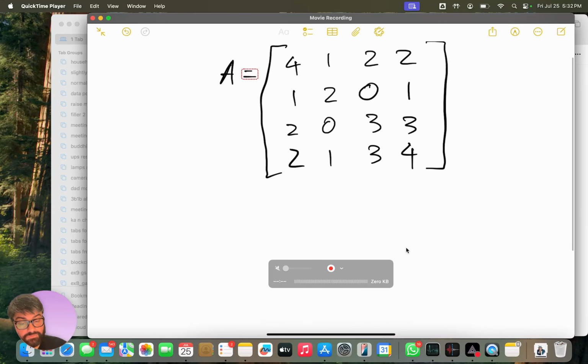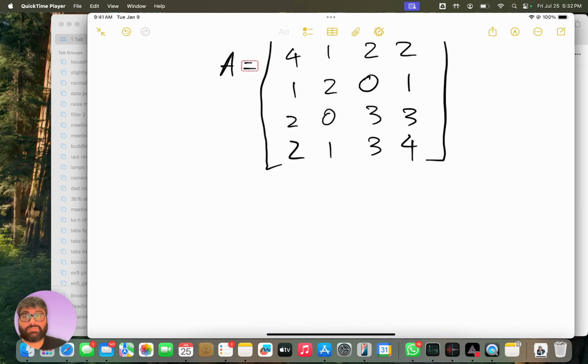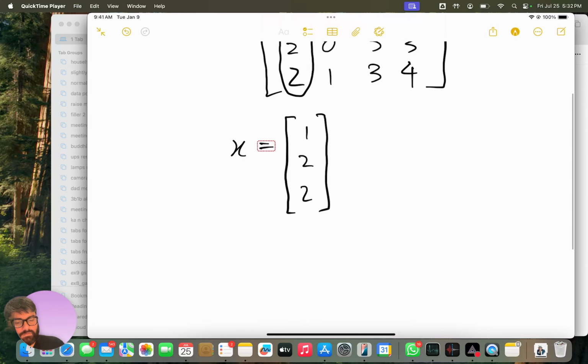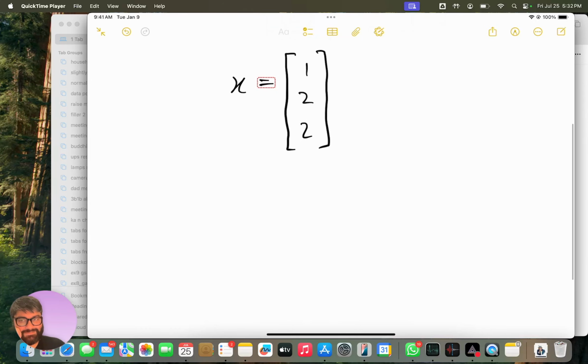So starting from this, we have to pick a vector x on the first iteration that starts from the subdiagonal and goes below, right? So for the first column, that is this vector over here. So let's just define that. X equals 1, 2, 2. It's pretty straightforward over there.